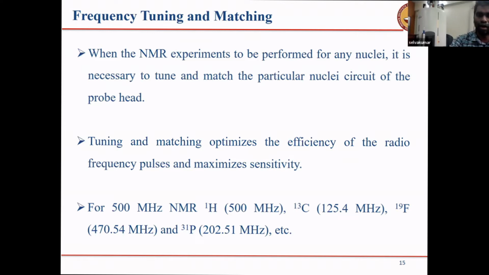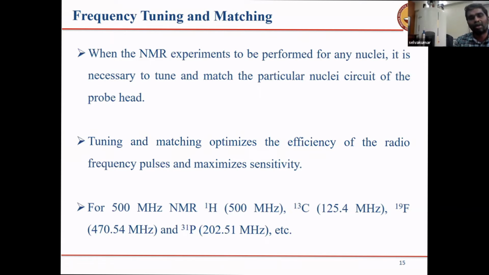So how do we measure the tuning frequency, or resonating frequency, or Larmor frequency? All have the same meaning. If you want to do proton NMR in a 500 megahertz machine, we need to tune the frequency at 500 megahertz. For C13, we need to tune at 125 megahertz. People ask, 500 megahertz, how? Because for every nucleus the resonating or Larmor frequency differs. So if you want to do C13 in a 500 megahertz instrument, we need to tune at 125.4 megahertz, because the tuning frequency varies for every nucleus.